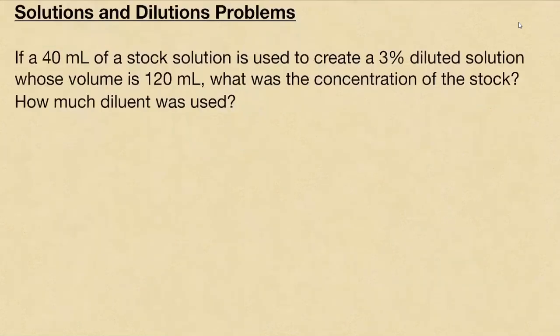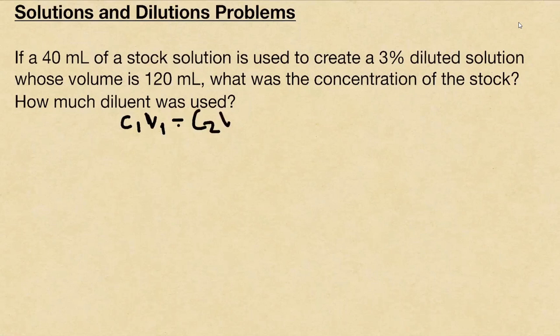So let's do this one. You've got 40 mLs of a stock solution, and it's used to create a 3% diluted solution whose volume is 120 mLs. What was the concentration of the stock and how much diluent was used? So let's go ahead and put our C1V1 equals C2V2. And then we're just going to plug in our numbers. So we don't know what our original concentration is. So that's our question mark here. We know our original volume was 40 mLs.